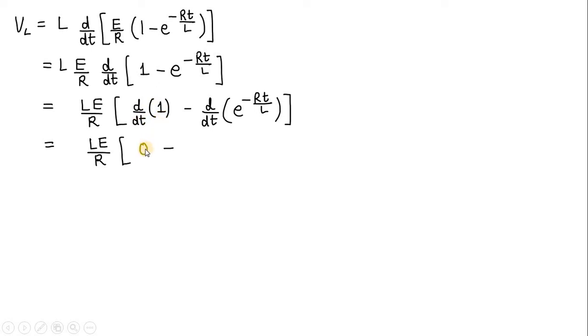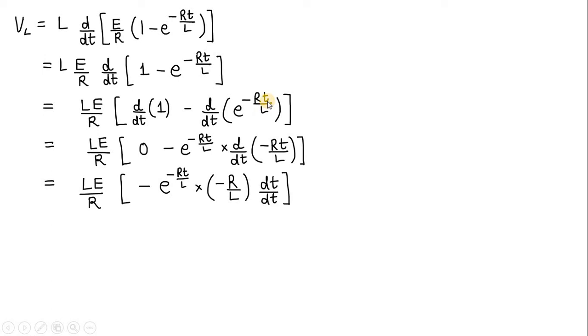Differentiation of 1 is 0 because 1 is constant, and differentiation of the exponential function is the same as the exponential function. So the differentiation of e power minus Rt by L would be e power minus Rt by L, multiplied by the differentiation of the power of the exponential function. This is called the chain rule of differentiation. We say that the differentiation of the exponential function is the exponential function, like d by dx of e power x is e power x, but the power also has to be differentiated. So d by dt of minus Rt by L we multiply here.